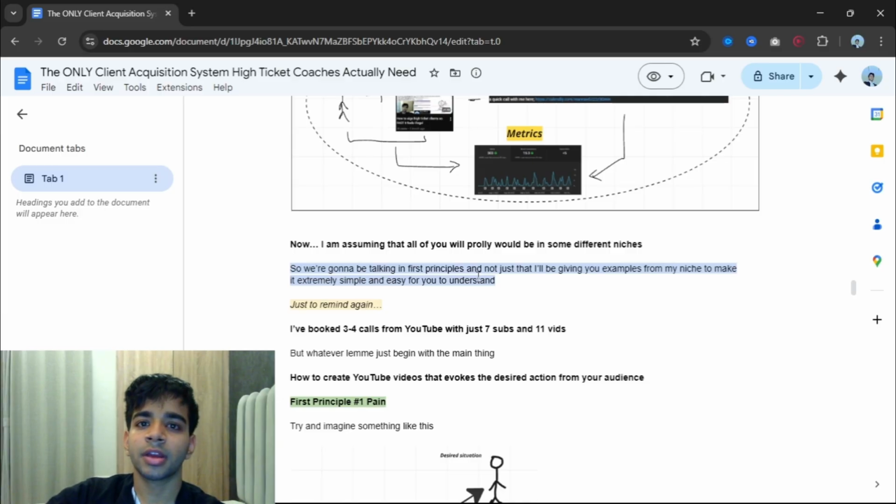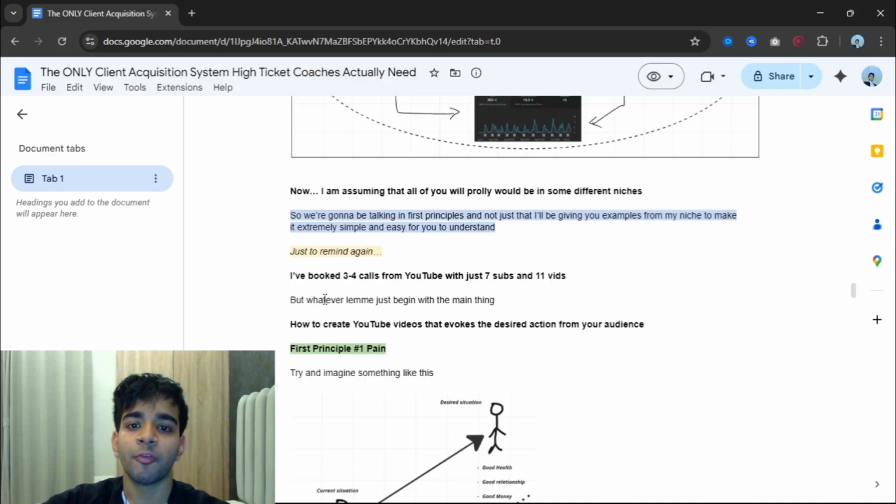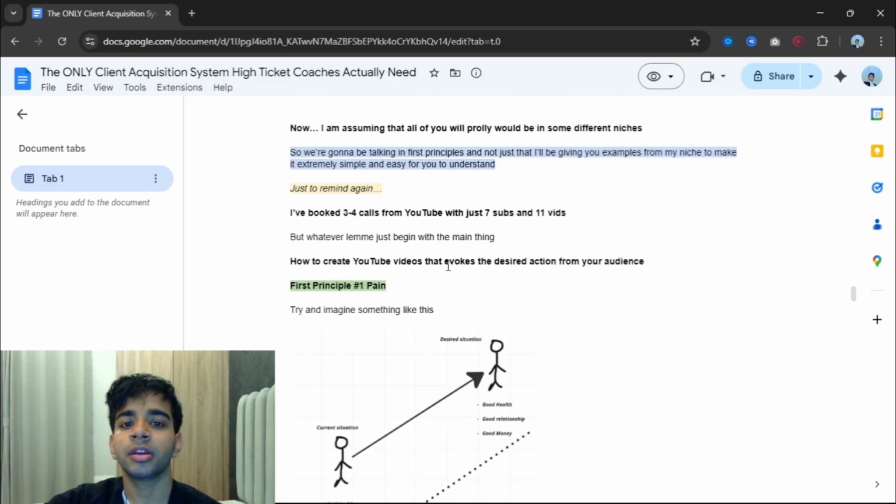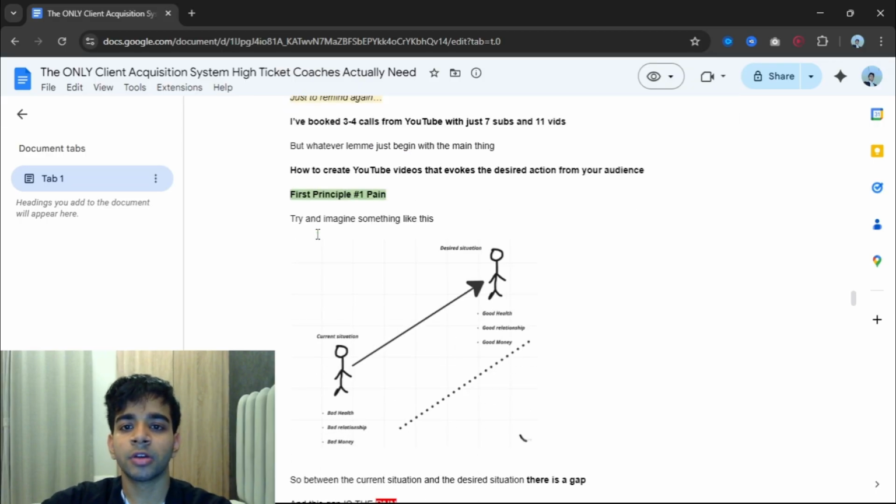Now, I'm assuming that most of you have different niches, so we are going to be talking in first principles, and in my opinion, first principles are a lot better than tactical stuff. So I will not just be explaining in first principles, but I will also be giving examples from my own niche for you to understand better, right? So just to remind you again, I've booked 3 to 4 calls from YouTube with just 7 subs and 11 videos. So I think I have a pretty good idea of what I'm talking about, but let me just explain the main things, right? How to create YouTube videos that evoke the desired action from your viewers, which is basically to book calls, right? So first principle, number 1, which is pain.